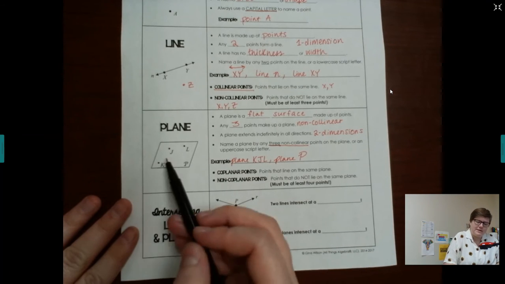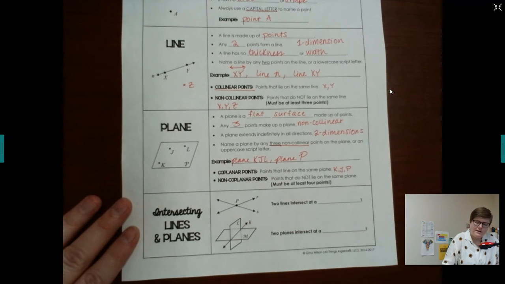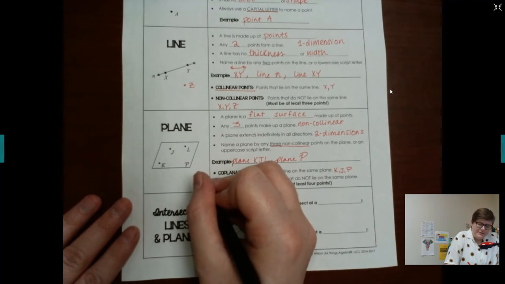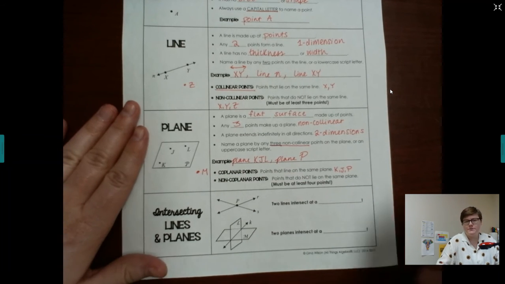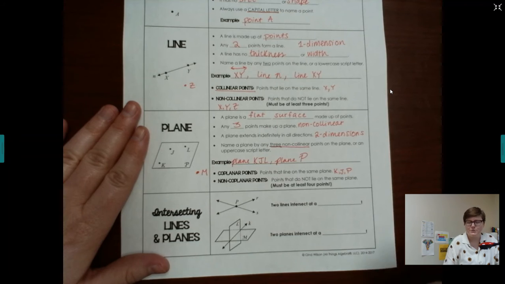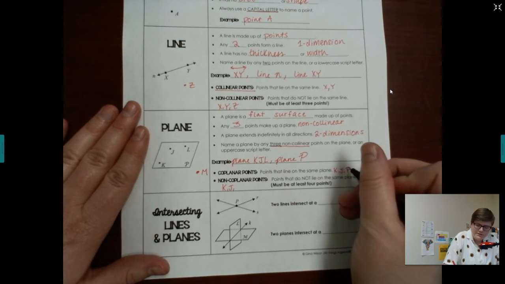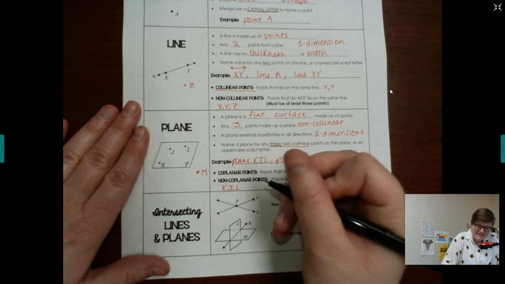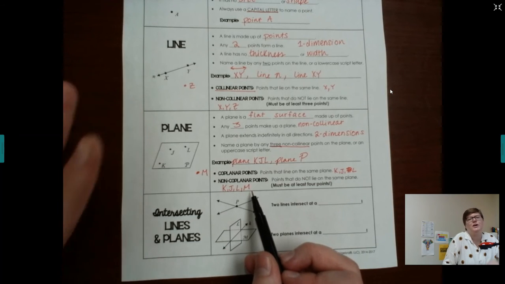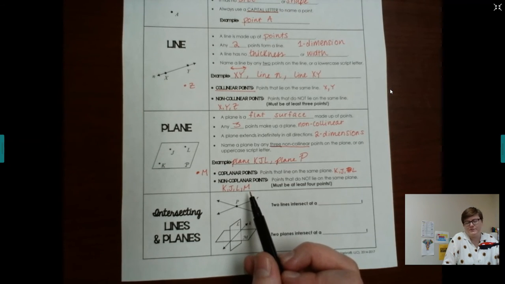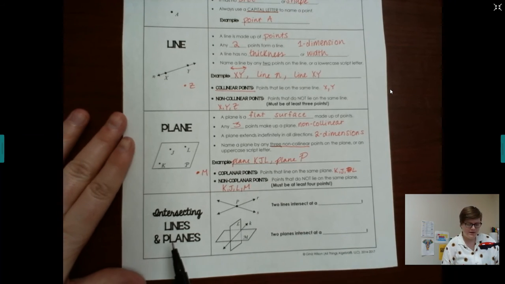So coplanar points are ones that lie on the same plane, so that would be K, J, and L. Non-coplanar points have to include at least one that is not. So if I added point M out here, right there, that is a non-coplanar point. So K, J, L, and M are non-coplanar because one of them is not on the same plane. There is not a plane that goes through all four.